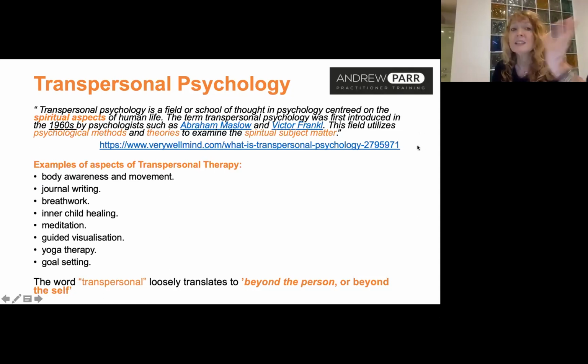This is all much more transpersonal psychology. It's that field of thought that's much more centered around the spiritual side of human life. So it's not religious, it's not necessarily airy-fairy, but it's much more a transpersonal approach. This came about in the 1960s, and it's just looking at methods and theories that examine the spiritual side of the world. Aspects of that might be body awareness, like mindfulness and meditation, that sort of thing, journal writing, breath work, inner child even, guided visualization, a lot of yoga.